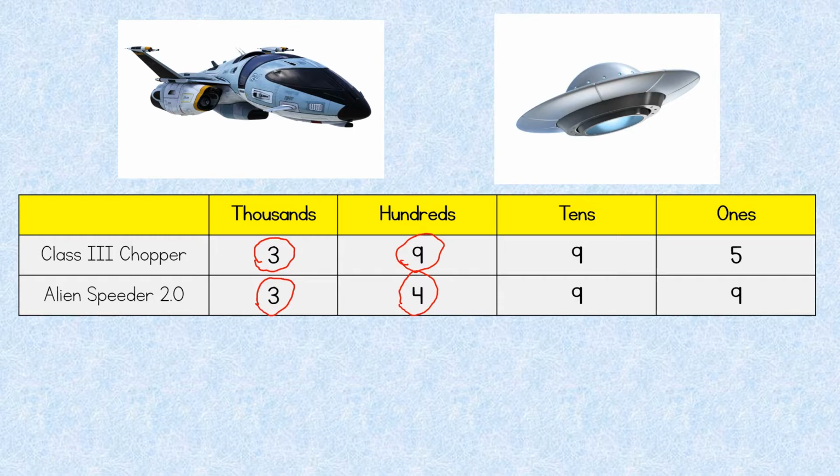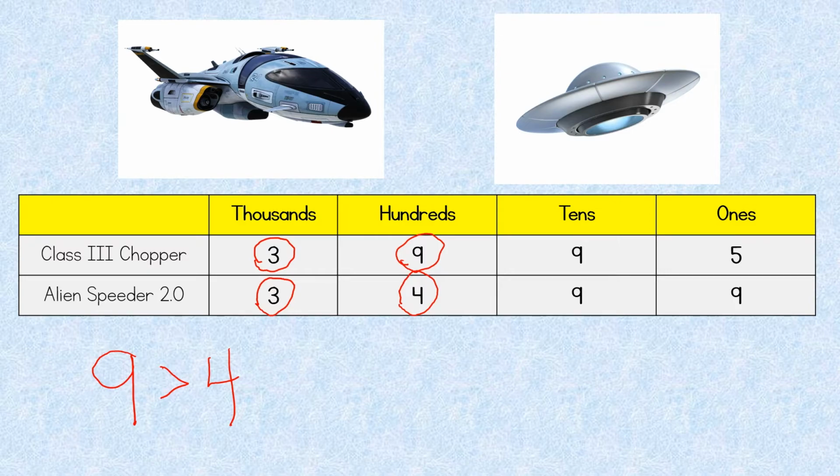You can write this as 9 is greater than 4. 900 is greater than 400. So now you can stop comparing. You know which one costs more. The Class 3 Chopper costs more to buy. The Alien Speeder 2.0 costs less.